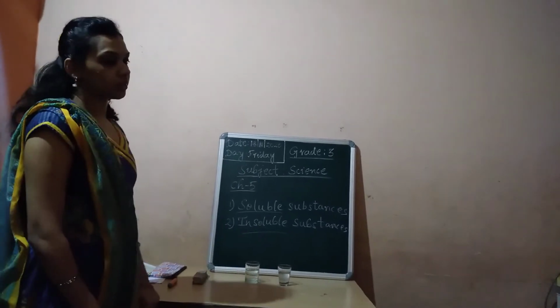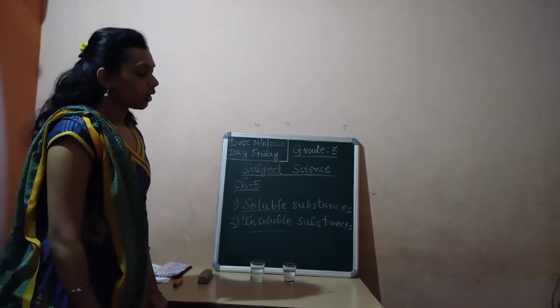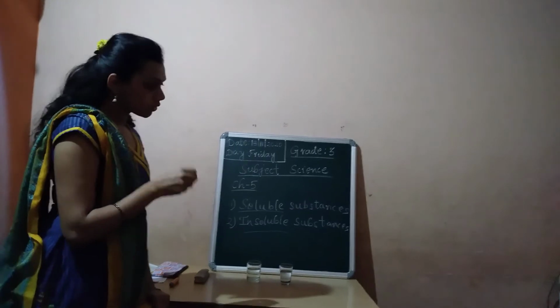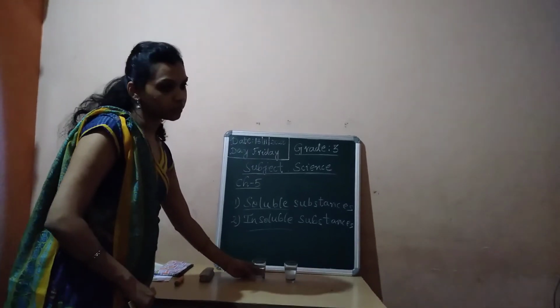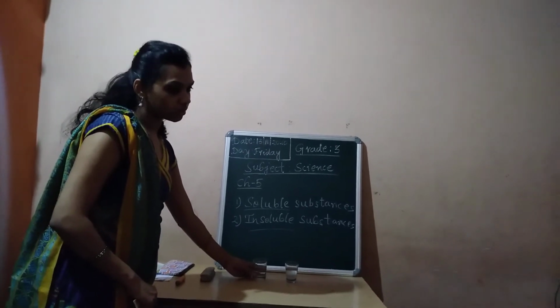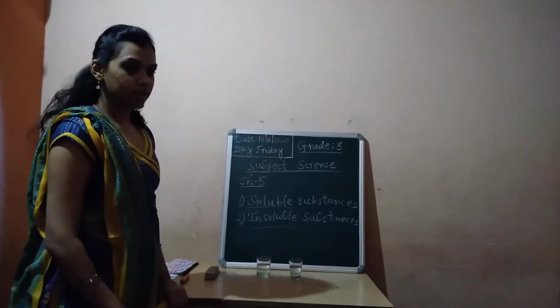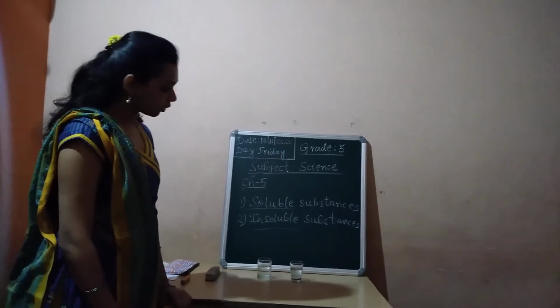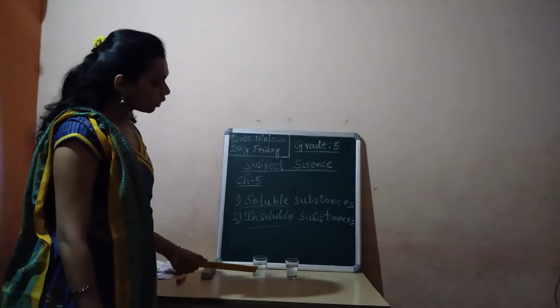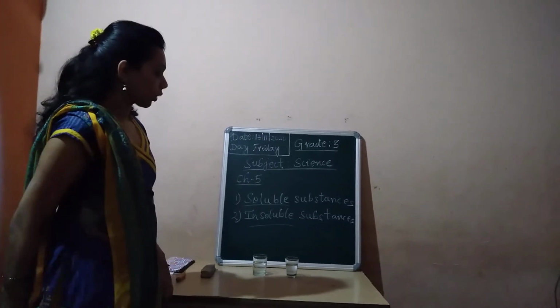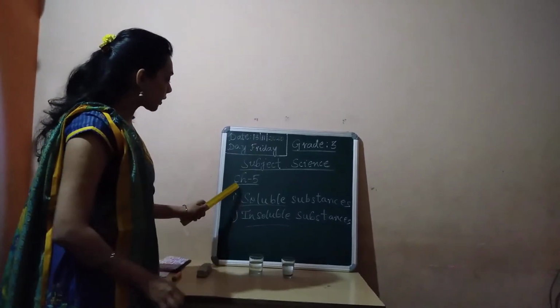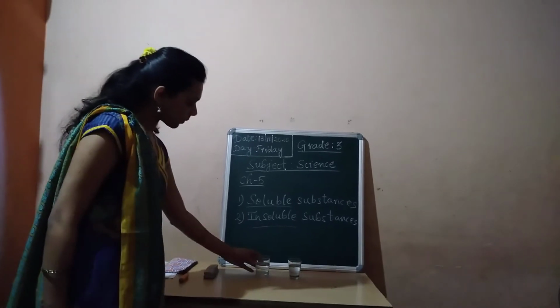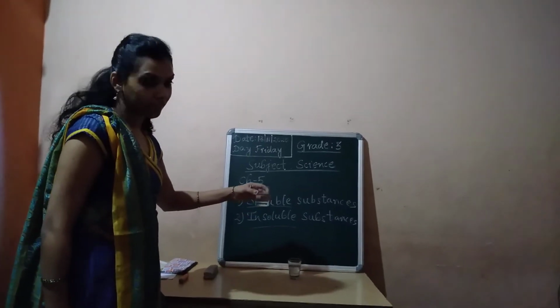any substance. Salt, if we add salt to the water, it will get dissolved, it will get mixed with the liquid. If we add glucose, you all know glucose, right? If we add that also, it will get dissolved in the water. So a soluble substance is nothing but any substance which gets dissolved in water.